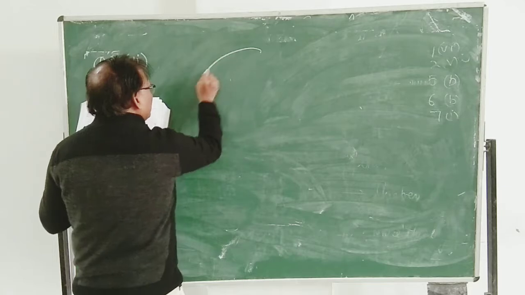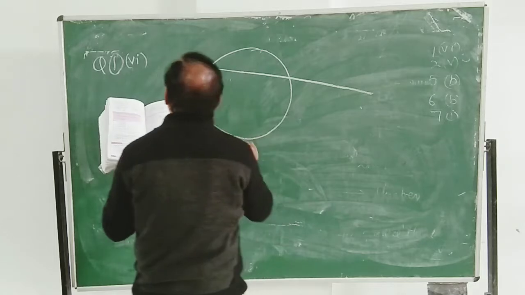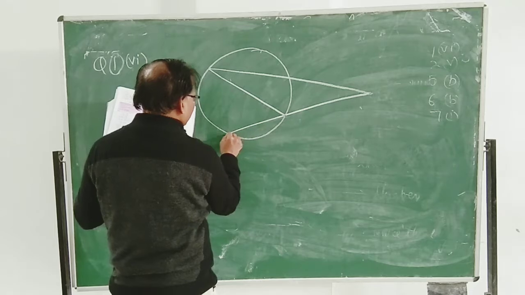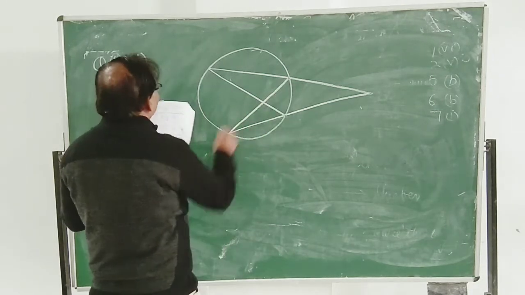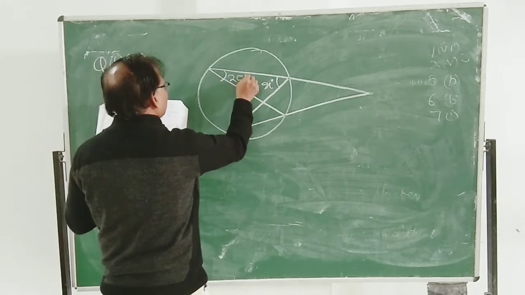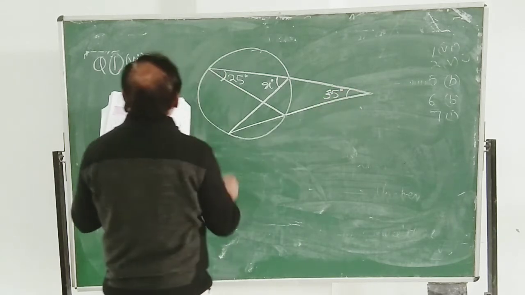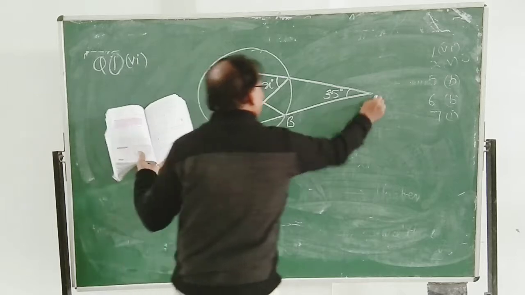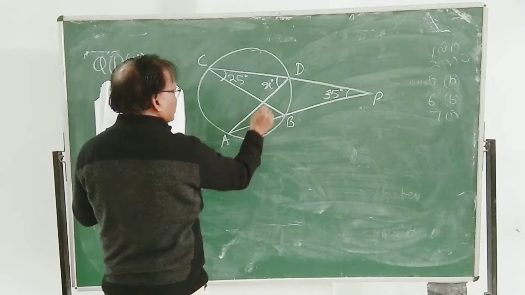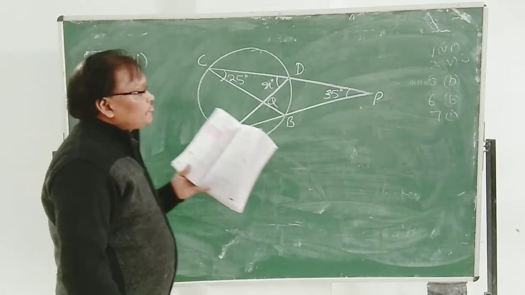There is a figure, a circle and a line like this. Then this is x and this is 25 degree. This is 35 degree. A, B, P, C, D, and you can suppose this one as Q, this point of intersection. You have to find x.